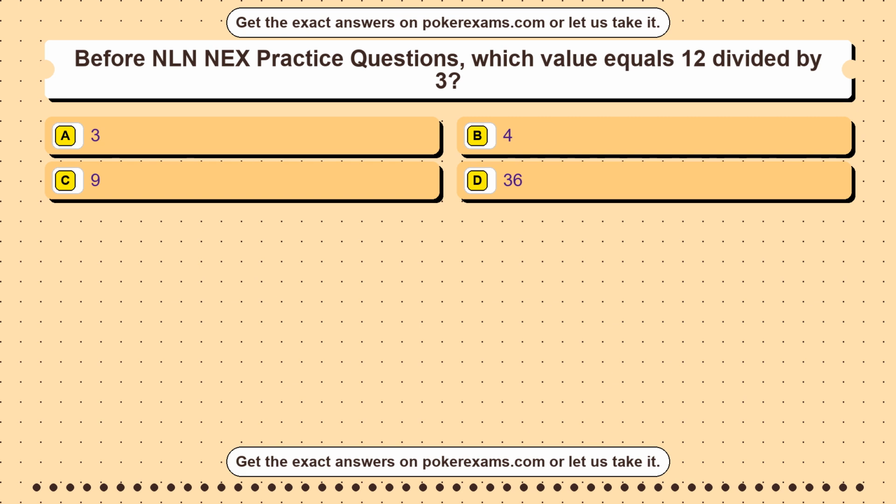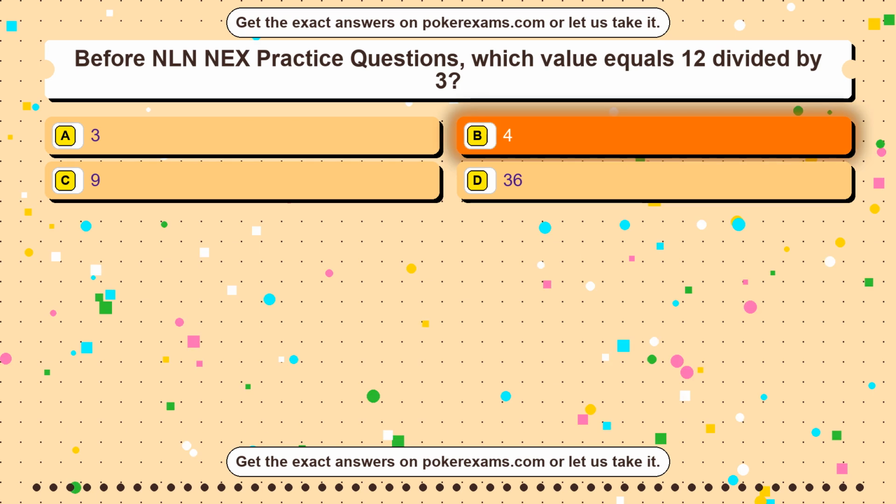Question 25. Before get physical science practice, which word best describes a claim supported by evidence? Option A, argument. Option B, fragment. Option C, decimal. Option D, variable. The correct answer is option B.